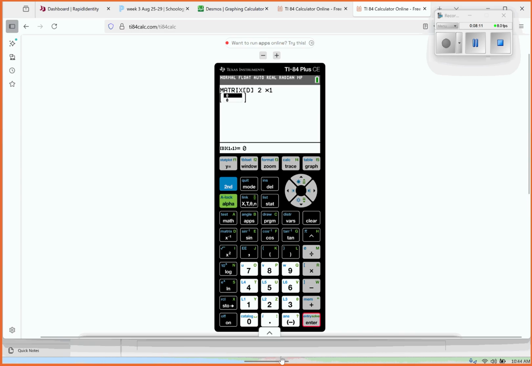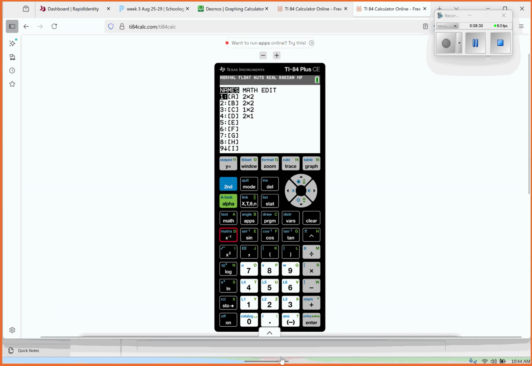What is the numbers on this matrix? How much? -2? -3? 3. Just regular 3. Like that? Yeah. Sweet. Once you have that in, quit out of it.